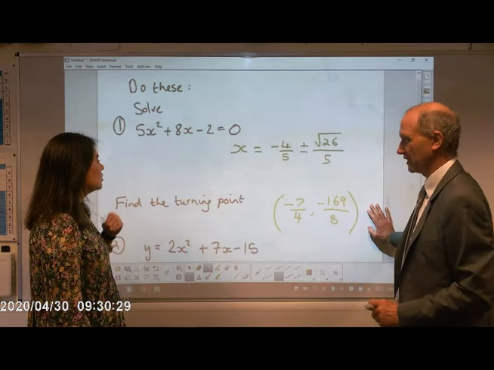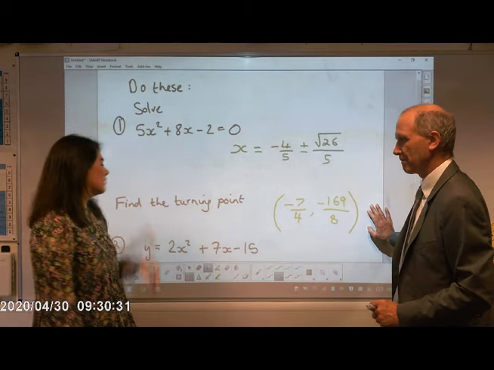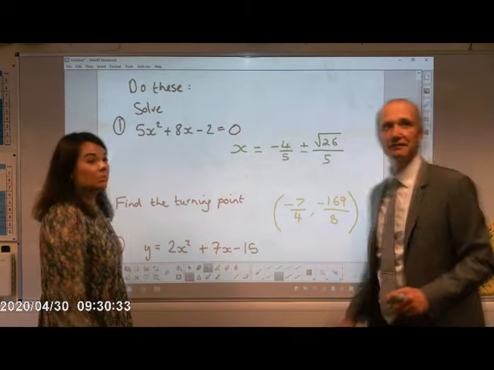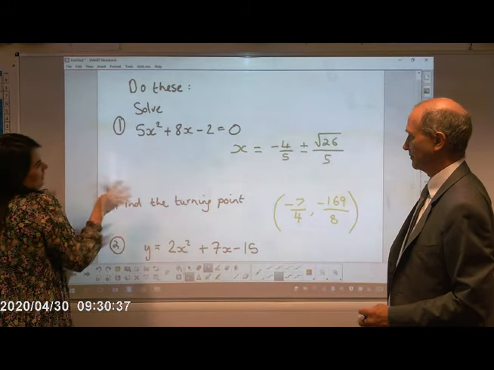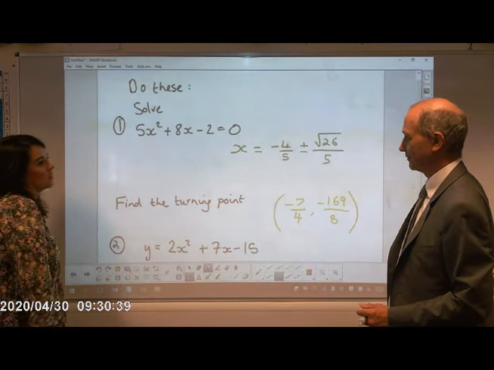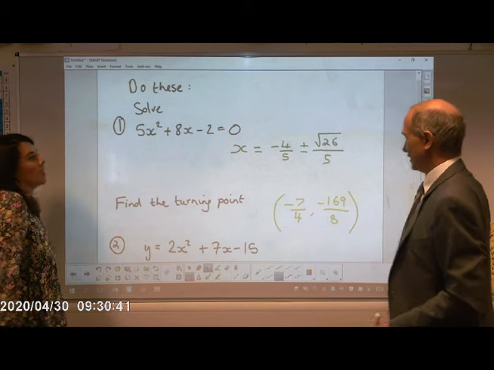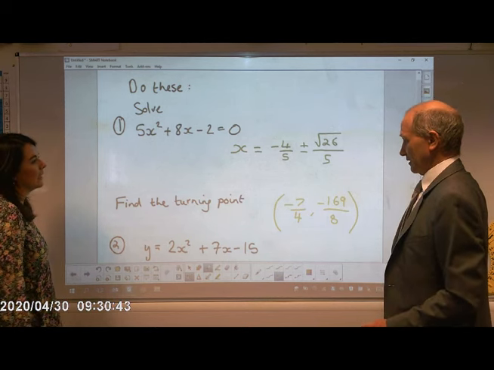Not so nice, but that's what you have to remember really in A-level, that they're not always nice answers. You're not going to get a whole number at the end and go, oh, this must be right. That doesn't happen in IB or A-level.